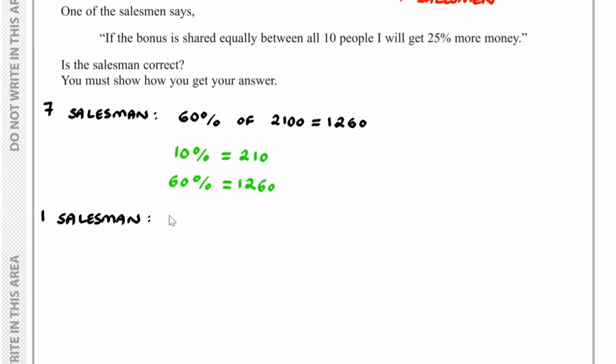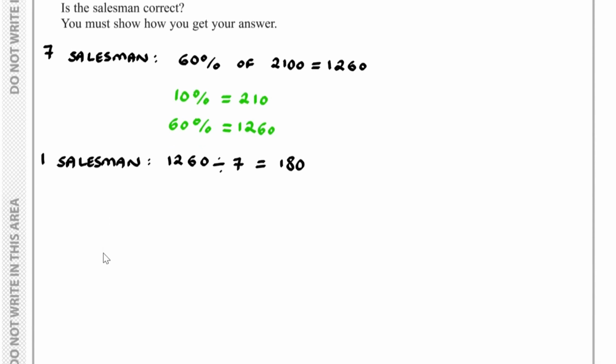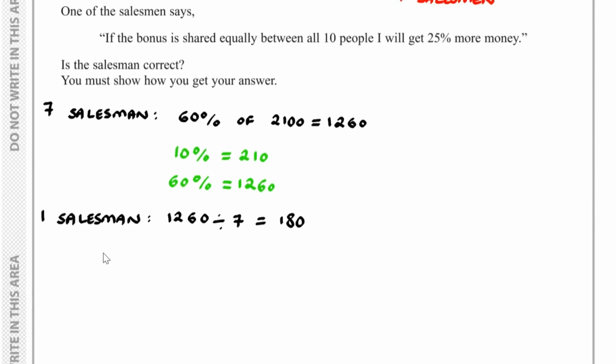Now, one salesman would therefore get £1,260 divided by 7, which is £180. So that's how much one salesman gets. Now what we can do is find out how much money they will get if they all shared the money equally. So if they share the money equally, we've got 2,100 divided by 10, there's 10 of them, they get £210 each.